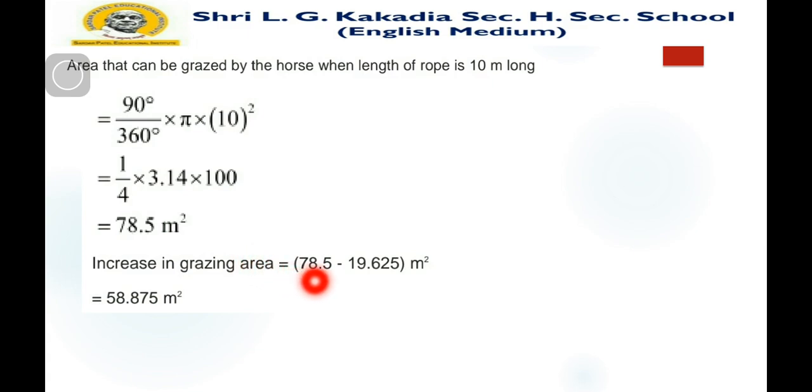Now how can we find the increased area in grazing? Area of sector with radius 10 minus area of sector with radius 5, we can find the area increased as 58.875 meter square. So it is the area increased after we increased the length of the rope.